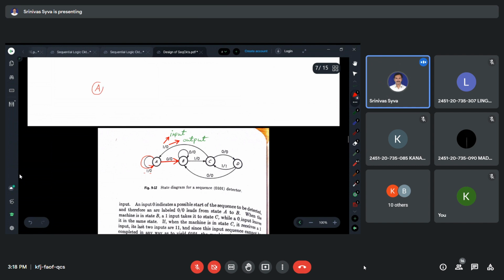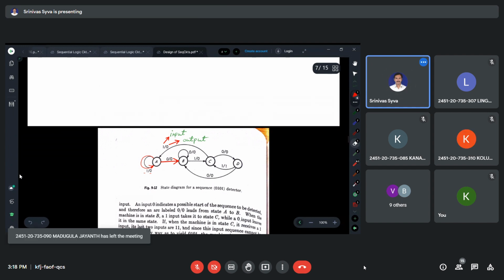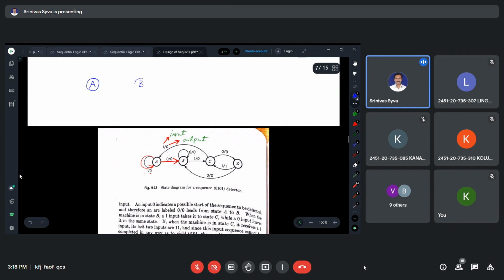Machine is in the state A. I will put it separately, same thing I will draw here for convenience. A, B, C, D. These are the 4 states of the digital circuit. That is our sequential circuit, which is to be designed.